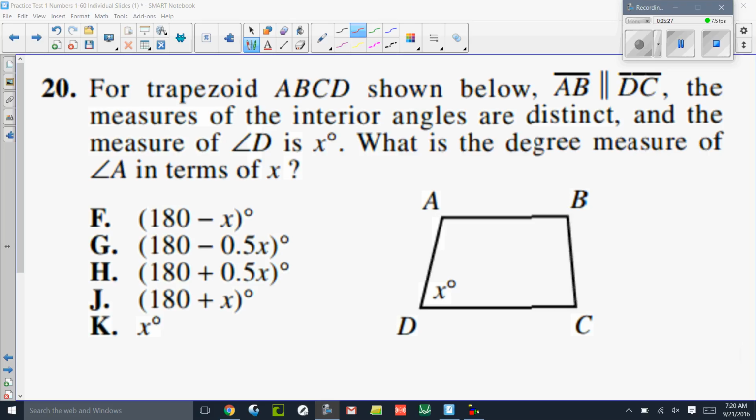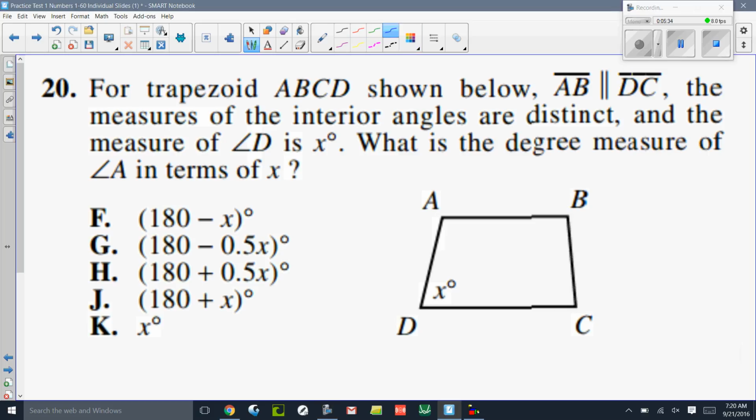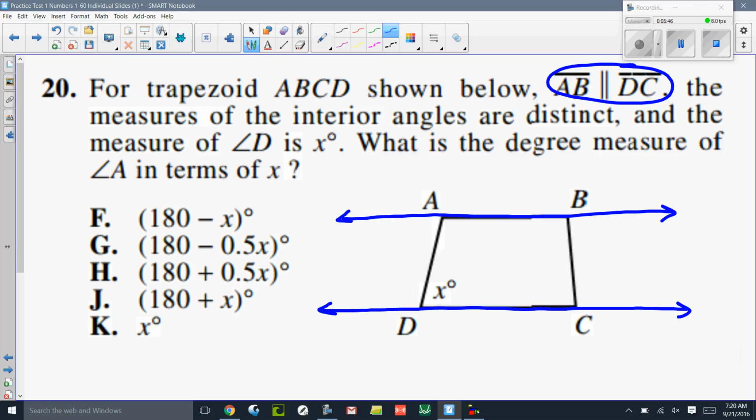So in this case, we have a trapezoid ABCD, as you can see. AB is parallel to DC. The first thing I'm going to do here is extend the lines to show this. So here we have AB, which is this line segment, is parallel to this line segment, CD. Even if we wanted to, we could use notation to show that they're parallel by putting arrows like that.